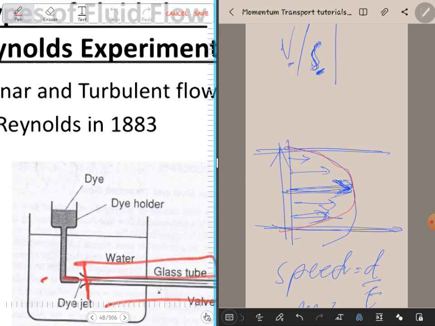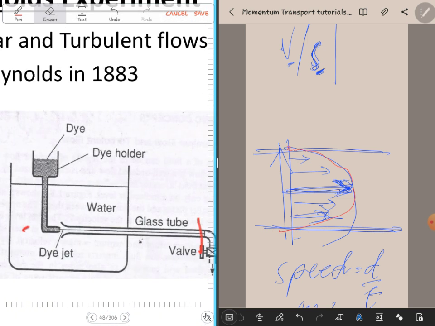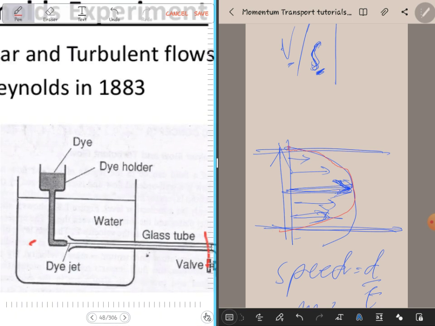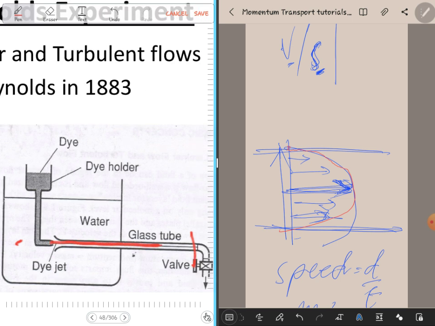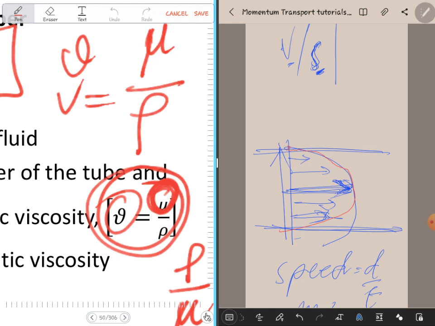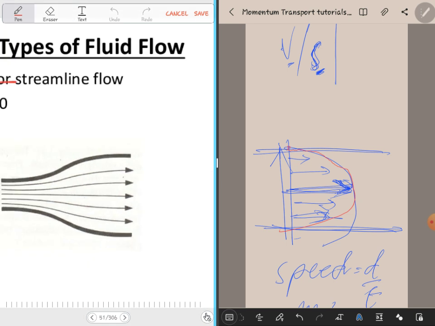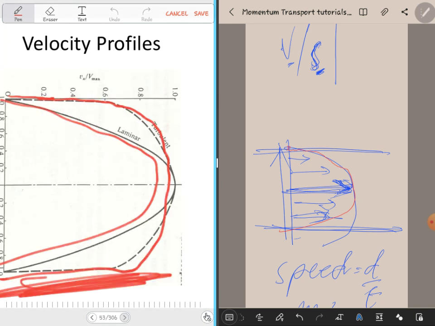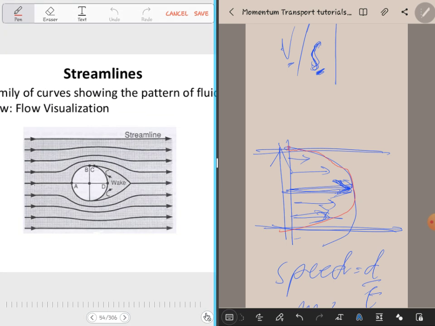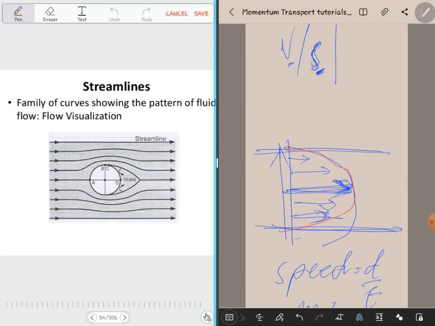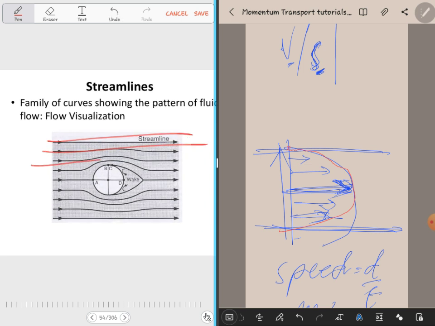Let me clean this so it's more clear. See, the jet here drew just one line of that particular dye, right? But it's not always the case. When it comes to streamlines, we have multiple traces tracing different lines, like dye particles traveling different lines. Just the same thing, nothing different, right?